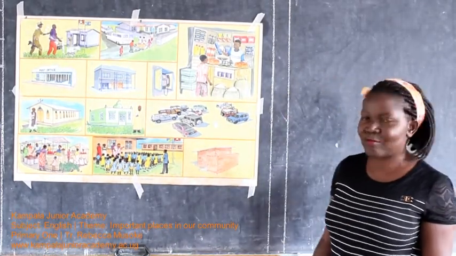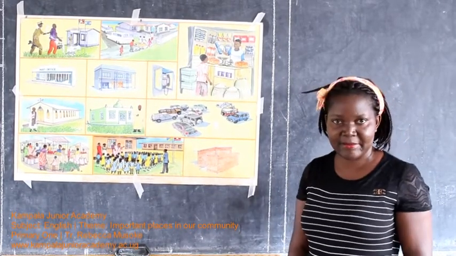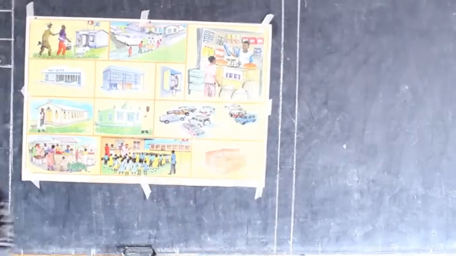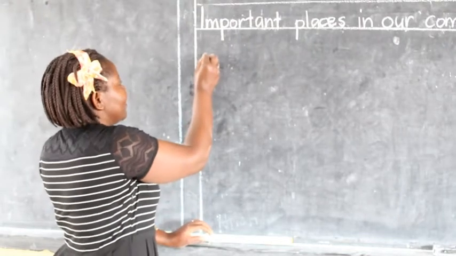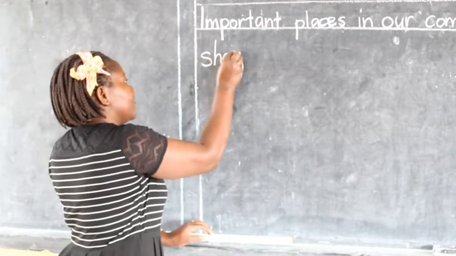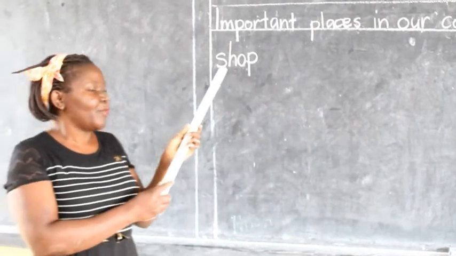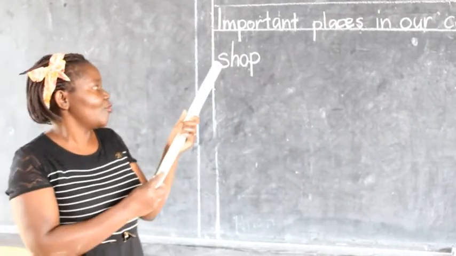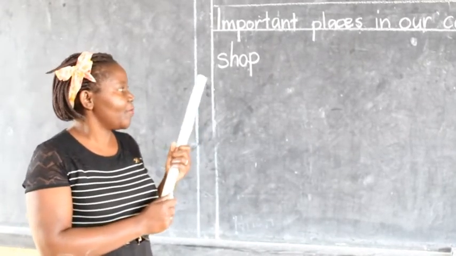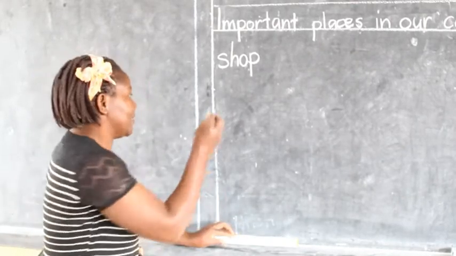But we want to learn how to read those words. We want to learn how to read and spell them. So we are going to read and spell the words. This is the first word. We first read, then we spell. Shop. Shop. Everyone repeat after me. Shop. Let us spell. S-H-O-P, shop. Let us look at another word.